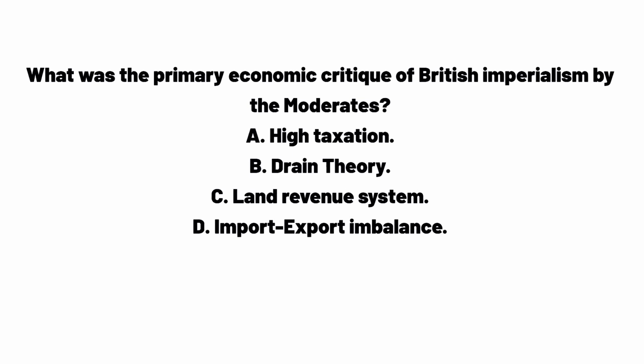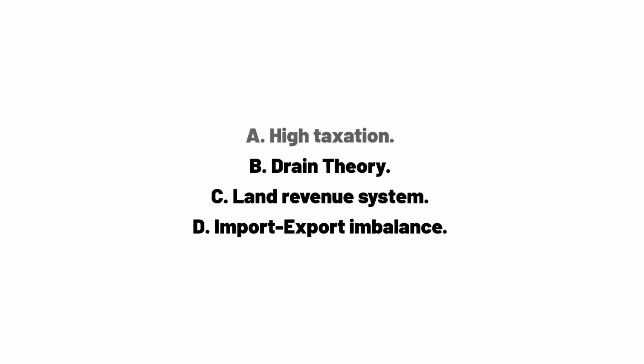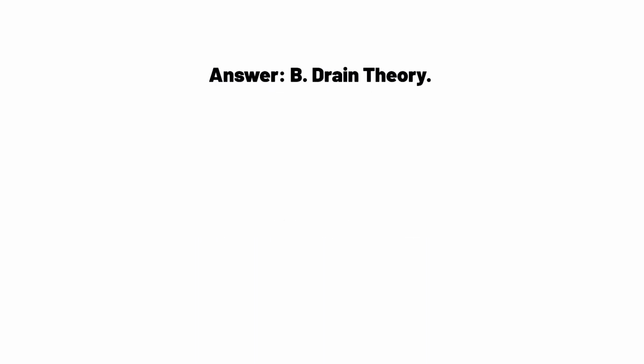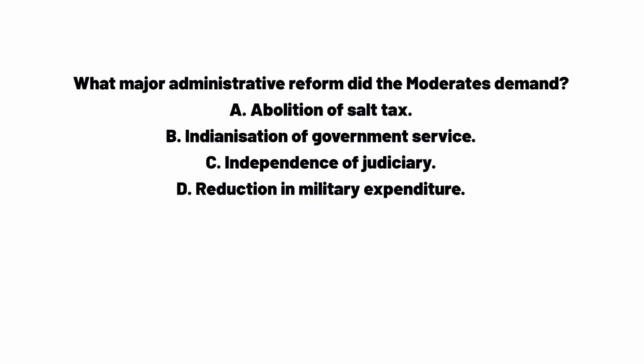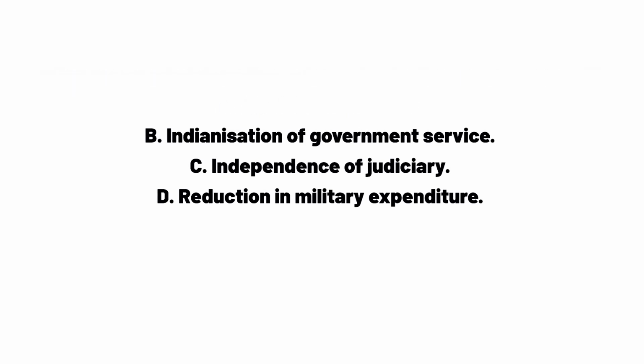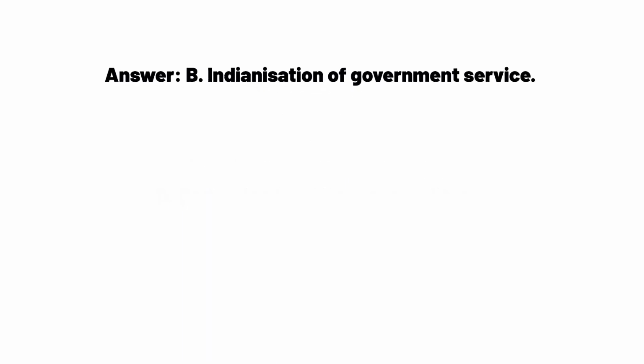A. High taxation. B. Drain theory. C. Land revenue system. D. Import-export imbalance. Answer: B. Drain theory. What major administrative reform did the moderates demand? A. Abolition of salt tax. B. Indianization of government service. C. Independence of judiciary. D. Reduction in military expenditure. Answer: B.